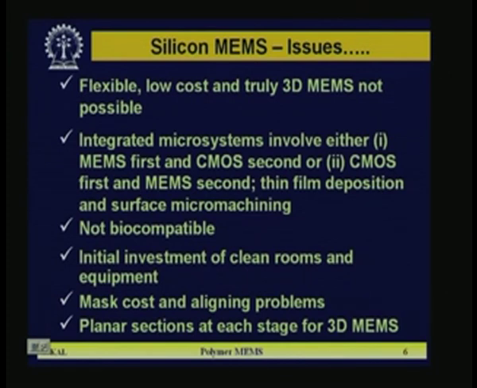Silicon is not at all biocompatible, a drawback. Initial investment of clean rooms and equipment is very high. That is basically because we are using VLSI fabs, which are highly expensive. Mask cost and aligning problems are there in silicon. Planar sections at each stage for 3D MEMS: you get 3D by assembling different small pieces, and when you go for small piece fabrication, the question of planarity comes, and at every stage you have to get the surface highly planar. So planarization is an important issue in silicon technology, because you are fully dependent on what? Lithography. If the surface is not highly planar, it is very difficult to carry out the lithography process and get different structures one after another. So those are some of the issues in silicon technology.